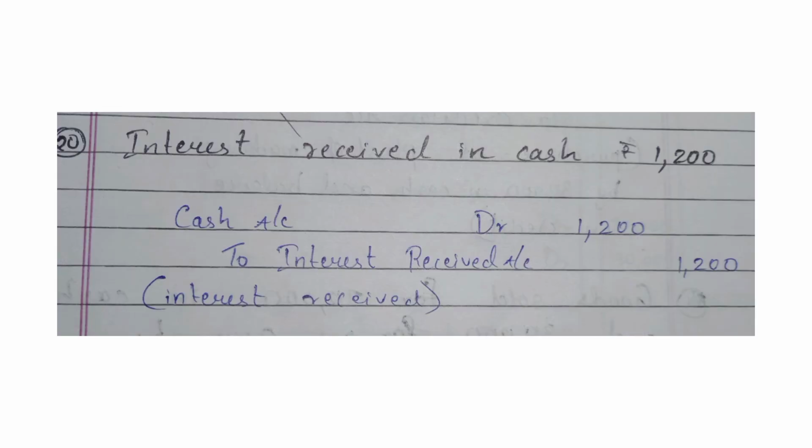Next one is interest received in cash, rupees 1,200. Okay, here interest is received. We are receiving interest. So cash account debited to interest received account. In the case of paying interest, what will be the journal entry? Yes, interest will be debited and cash will be credited.